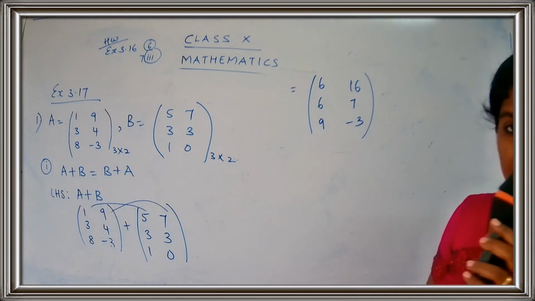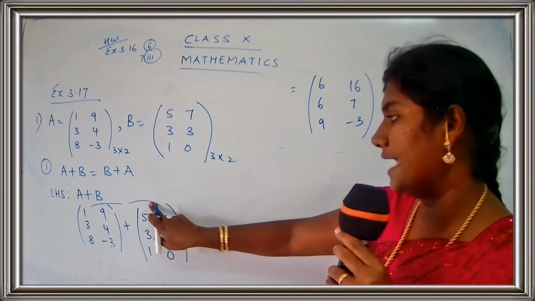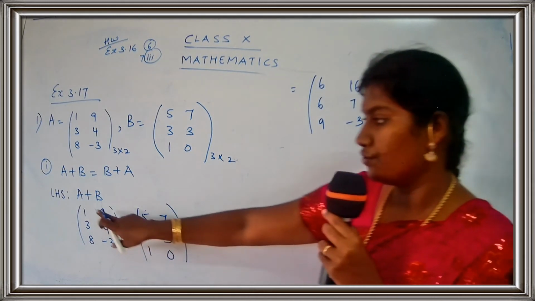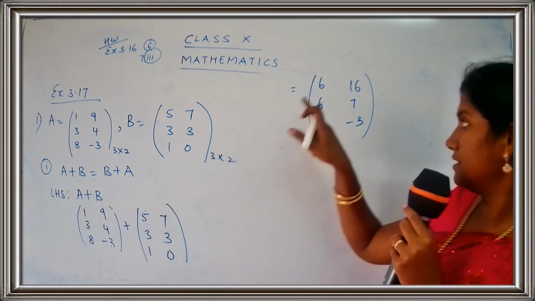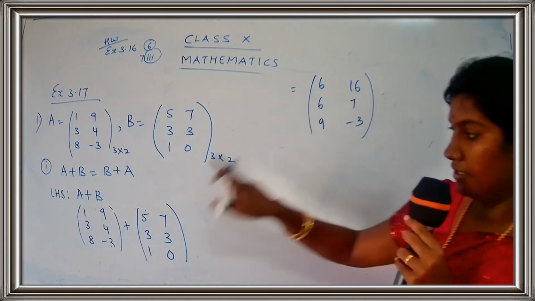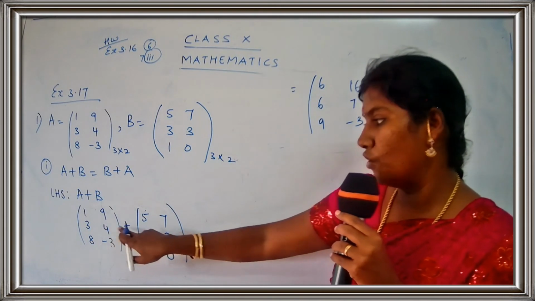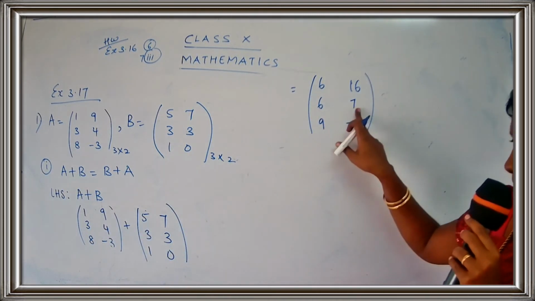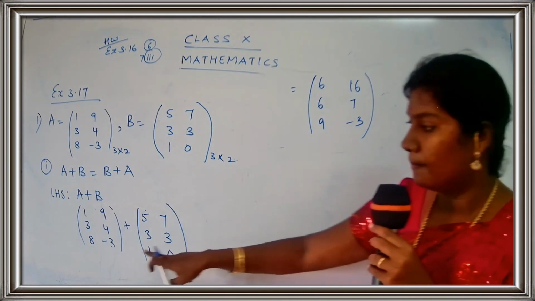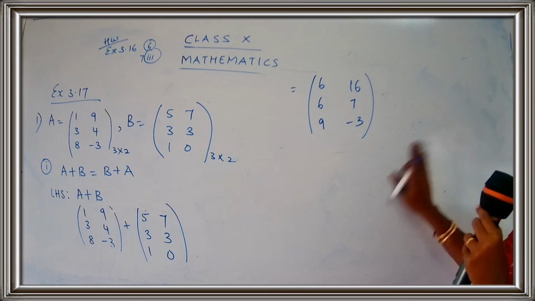Are you clear with the addition, children? Be careful with the addition. You have to take the corresponding elements and add. So 1 plus 5, 6. 9 plus 7, 16. 3 plus 3, 6. 4 plus 3, 7. 8 plus 1, 9. Minus 3 plus 0, minus 3. So this is the LHS part.